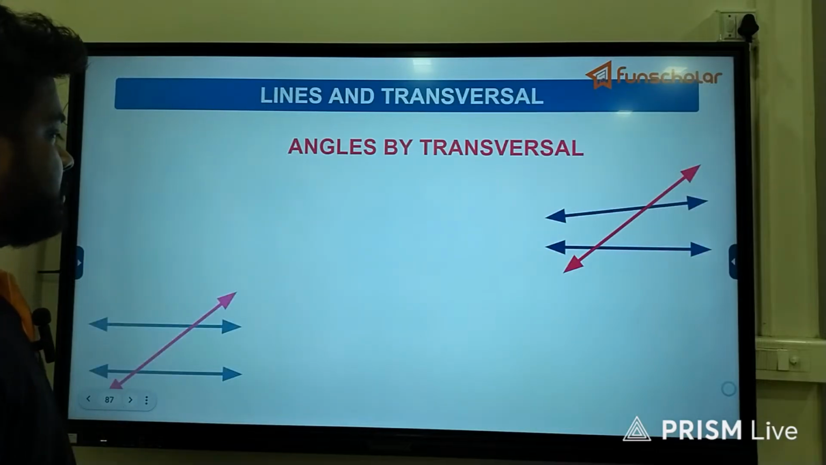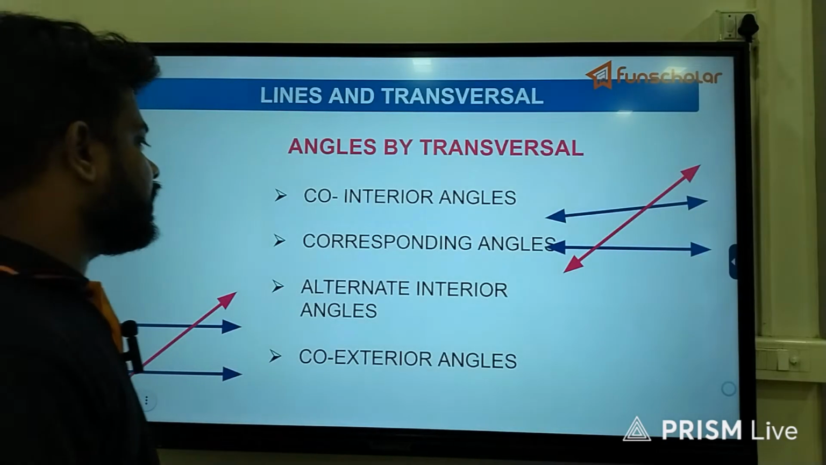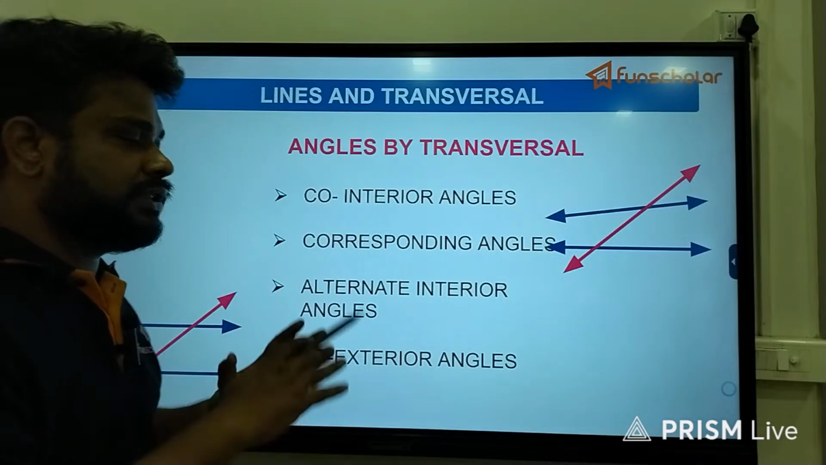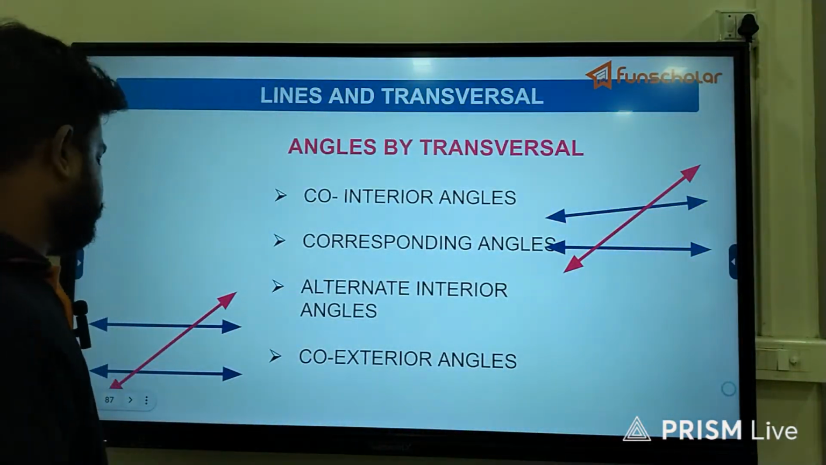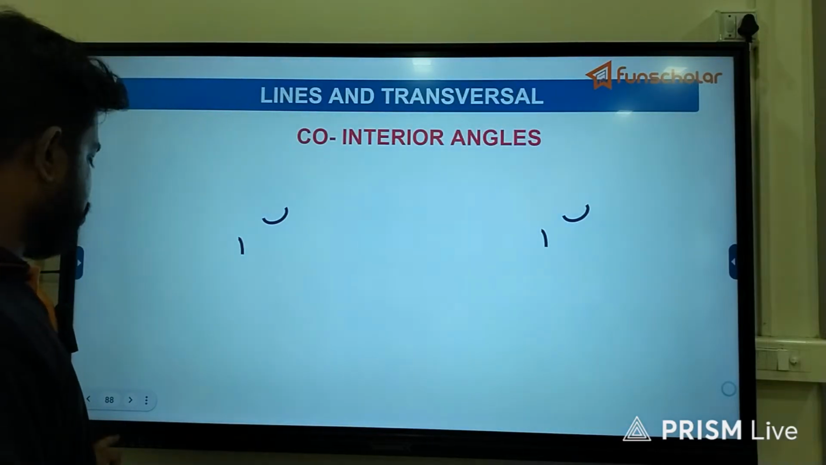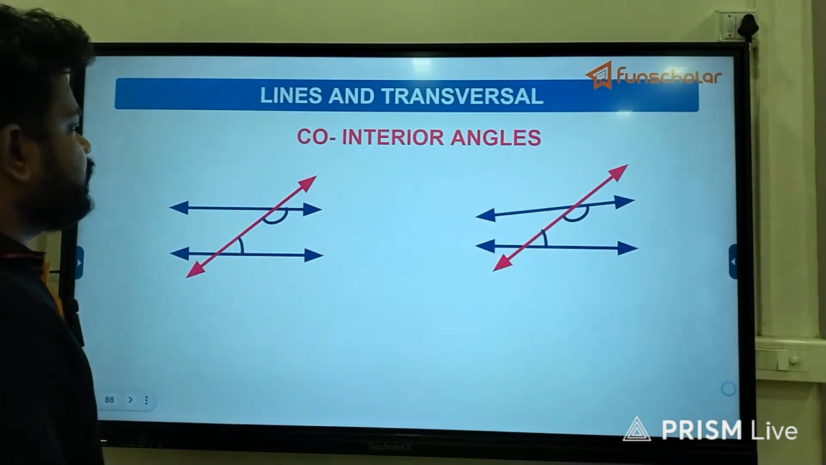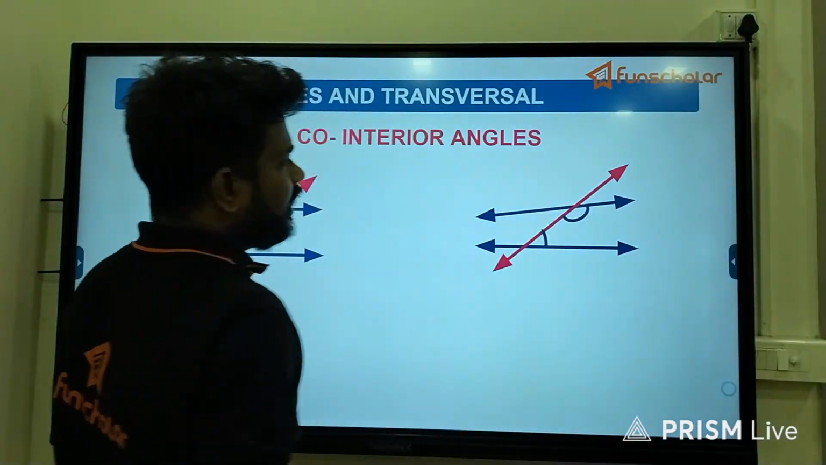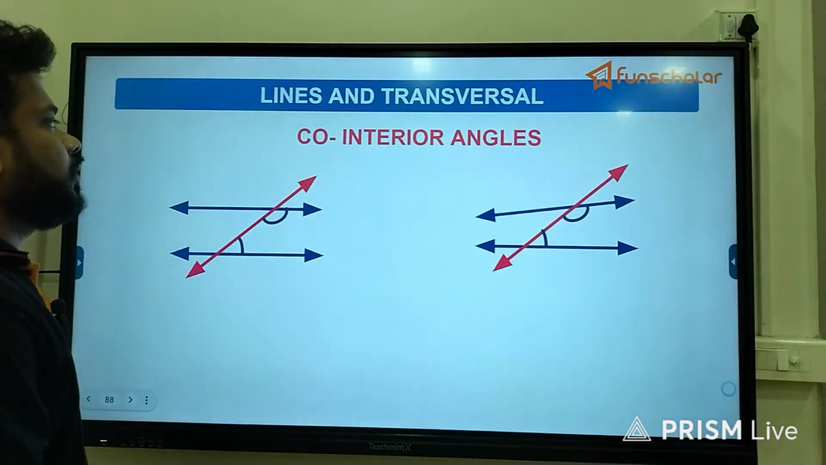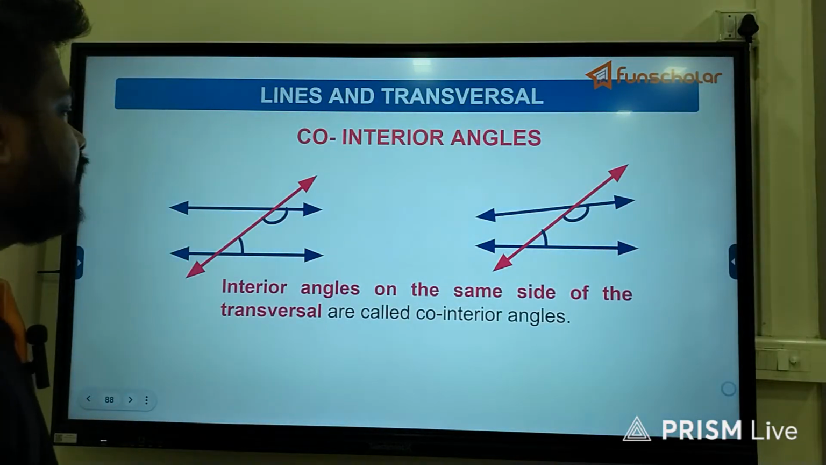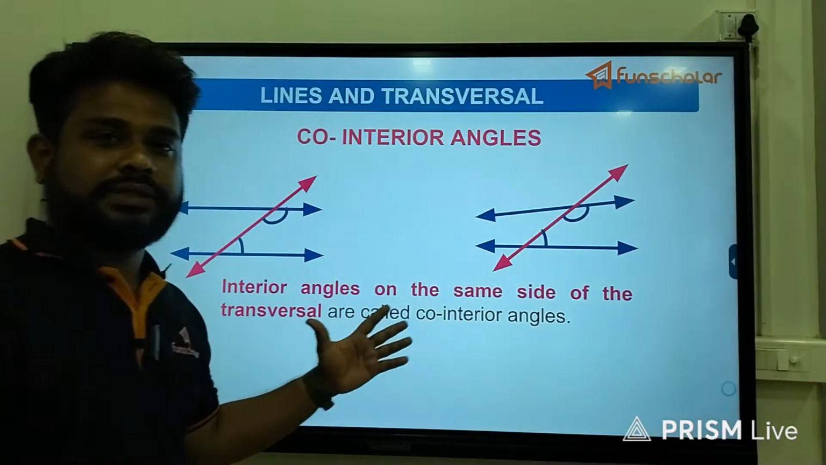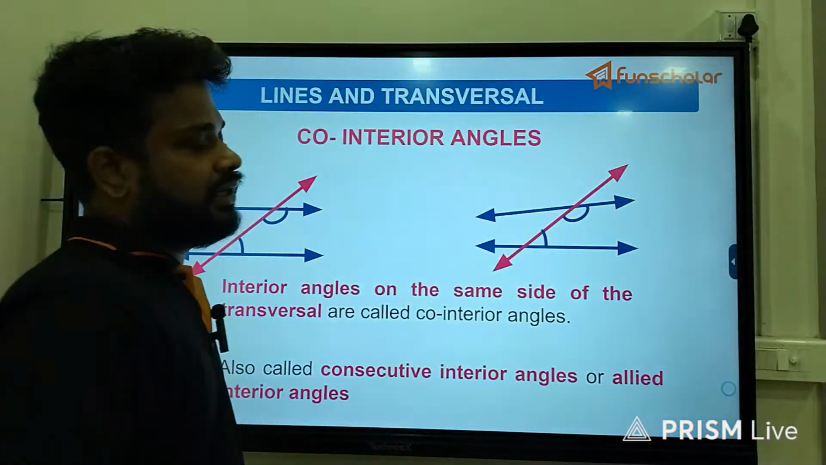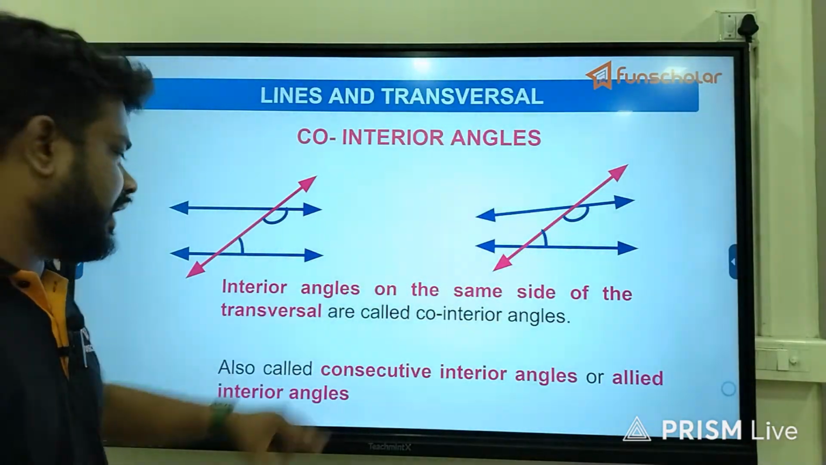Okay, angles by transversal. So these are the co-interior angles, corresponding angles, alternate interior angles, and co-exterior angles. These are all the angles being formed by the transversal. These will be called co-interior angles because they are in the interior. Interior angles on the same side of the transversal are called co-interior angles. Also called consecutive interior angles or allied interior angles. So these are the different names for this.